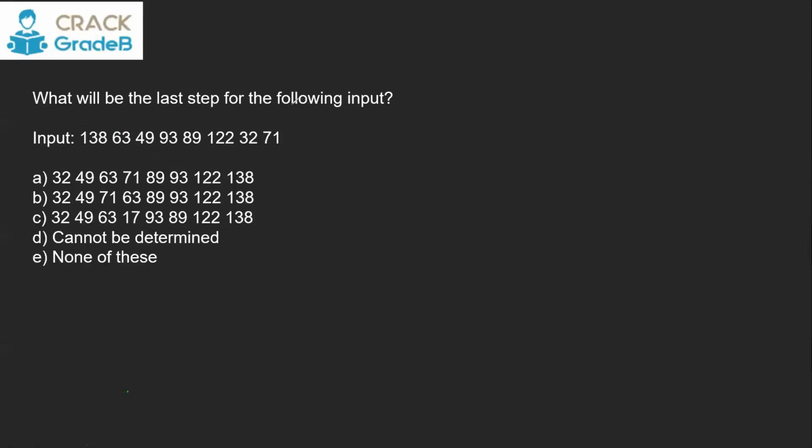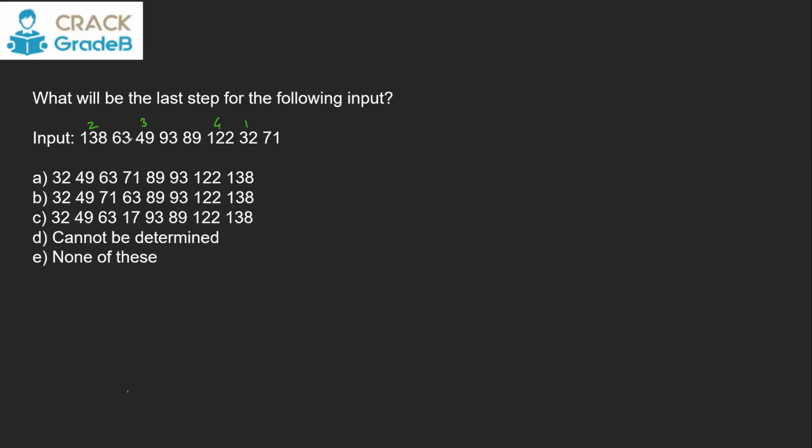It says what will be the last step for the following input. So in the first step, 32 will go in front. In the second step, the biggest number, which is this, will go behind. In the third step, the second smallest number, which is 49, will come after 32. In the fourth step, 122 will go behind. In the fifth step, the third biggest number, which is 63, which is already in front.